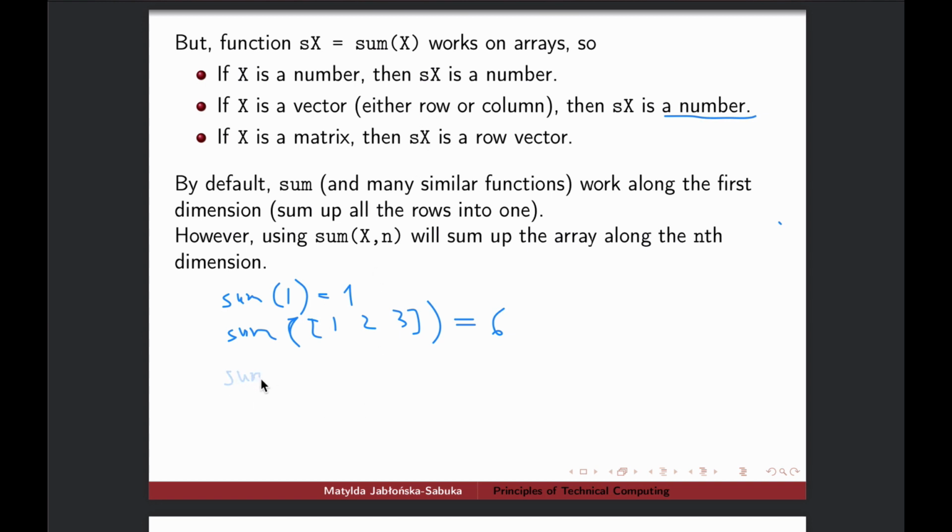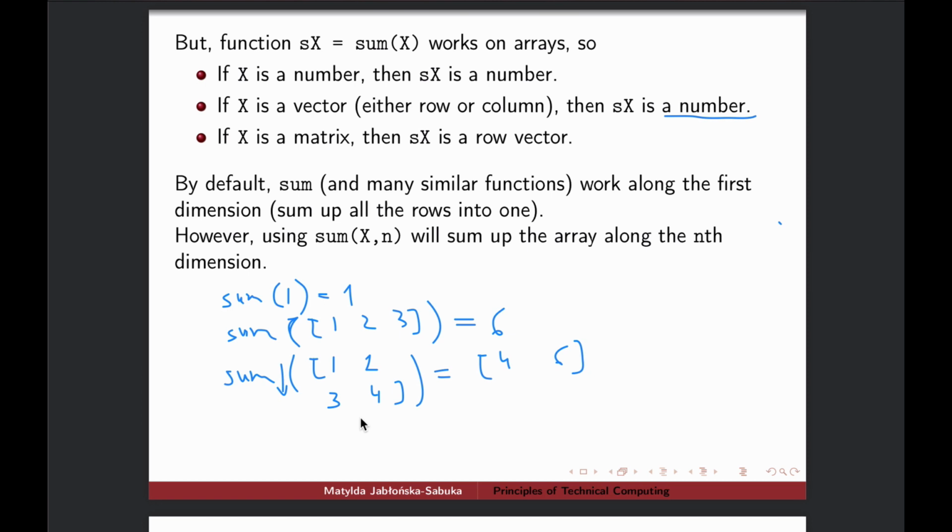However, if X is a matrix, let's say 1, 2, 3, and 4, then Matlab will not add everything together. So the result is not 10. Matlab will add them up by column. So it will add up, squash all the rows together so that you will get a resulting vector, and it will be 4 and 6. So it's 3 plus 1, 2 plus 4.